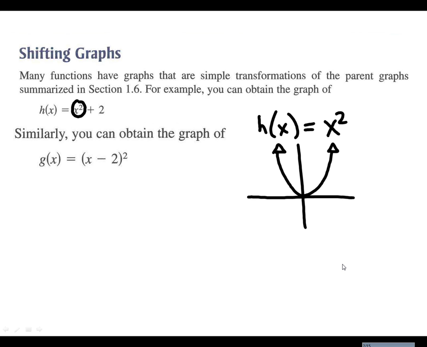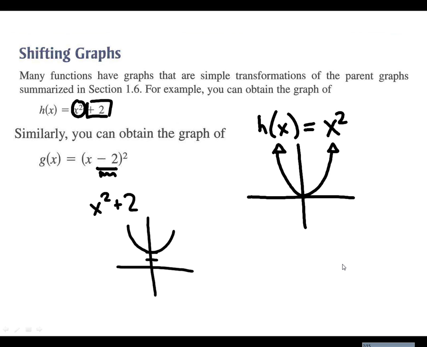What we're going to learn today is what do we do with the plus 2 and the minus 2 if it's inside the function, like here, or if it's outside the function, like over here. In this case, on the top example, the x squared plus 2, that's going to be a vertical shift. We're going to go up 2 and have our parabola.